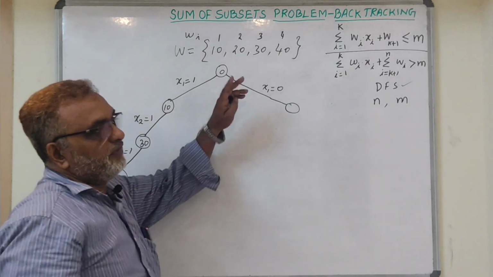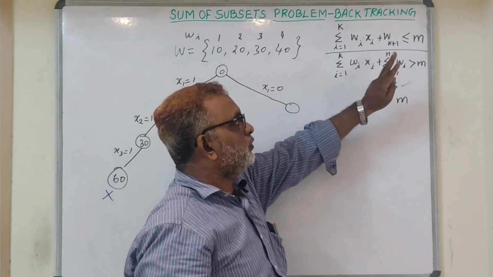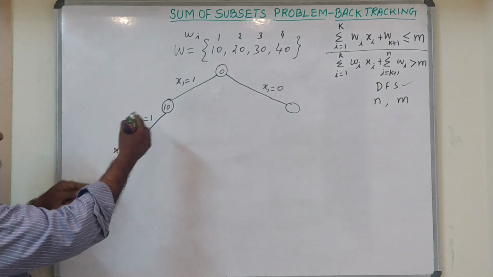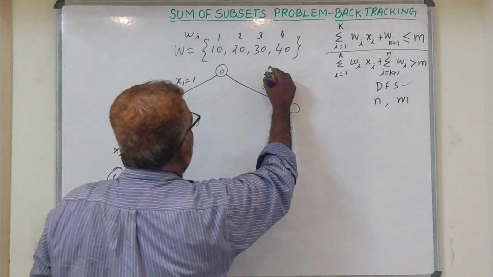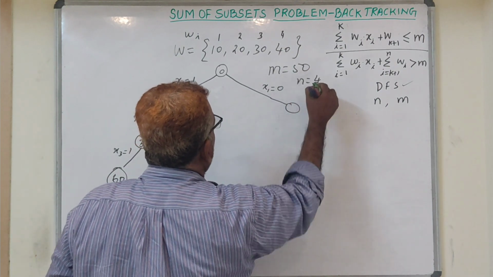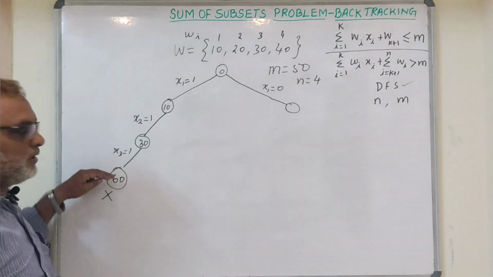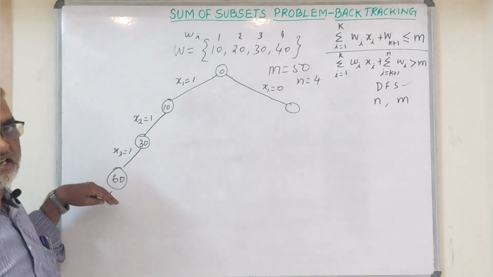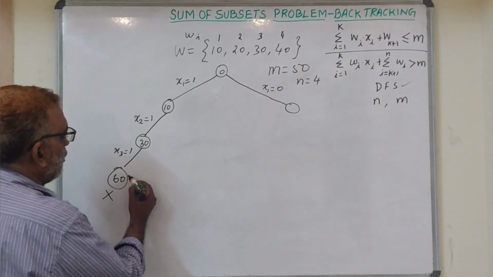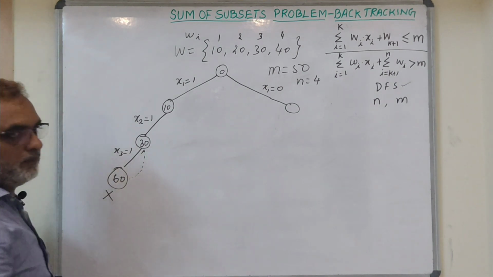So 60 exceeds the value of m, so what do you have to do? We have to stop. That is a constraint: the value exceeds m. Our m is equal to 50, and n is equal to 4. So it exceeds 50, so we need not proceed with our search hereafter. This is not the solution. We can stop here. Now we have to backtrack.